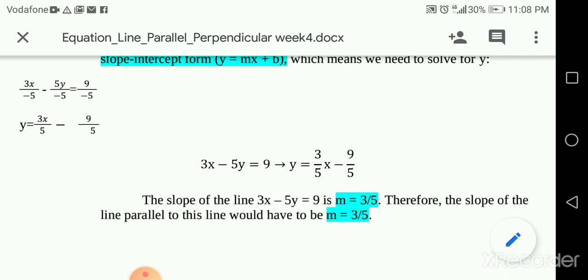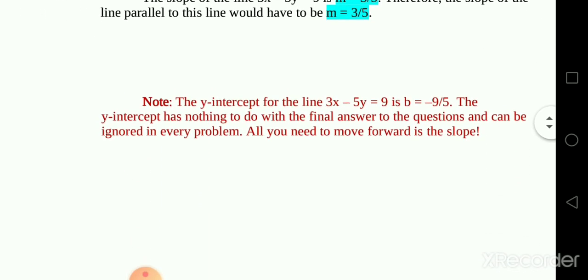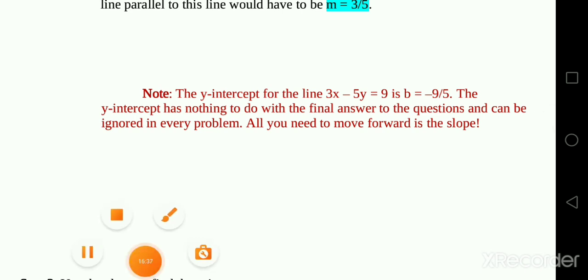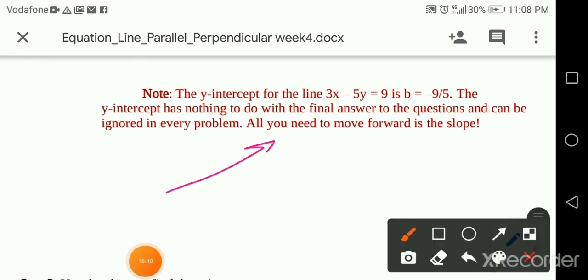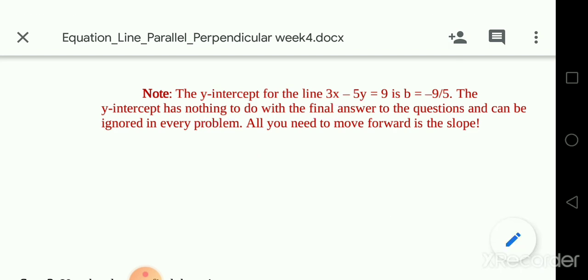Okay, let's complete. Important note: the y-intercept for the line 3x minus 5y equals 9, the b here, is negative 9 over 5. This doesn't mean that this is our intercept for all. It has nothing to do with the final answer to the question, guys.